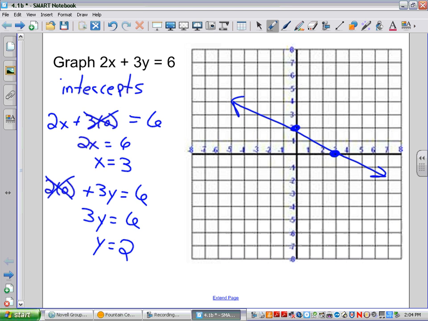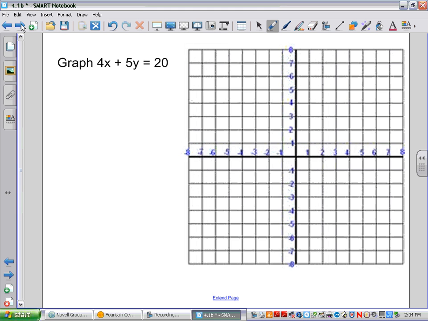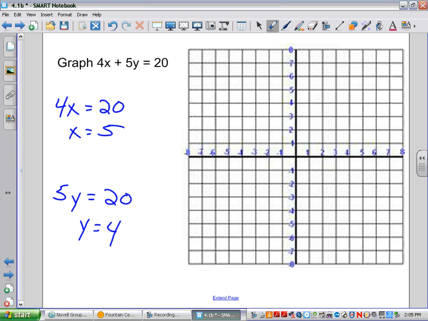Let's try another one. Let's try doing this one in our heads. Well, to find the x-intercept, you just write it without the 5y. So you just write 4x equals 20. You just take out the 5y because that's my 0. Or x is 5. To find the y-intercept, take out the 4x. Pretend like the 4x is not there. So you have 5y equals 20. In other words, y is 4.